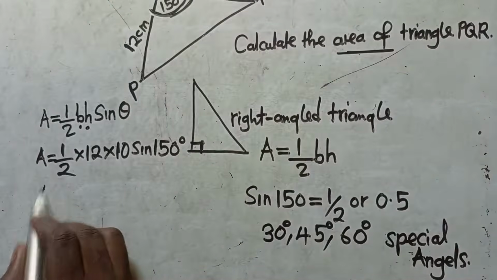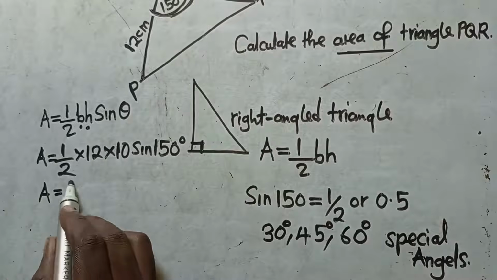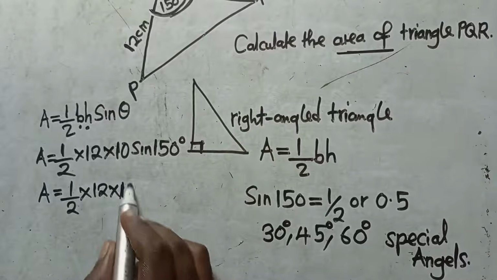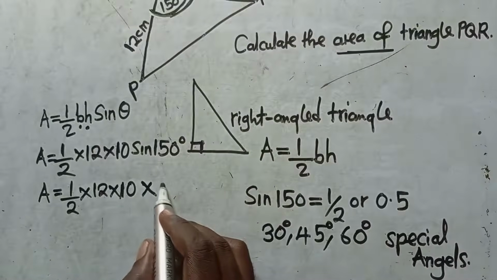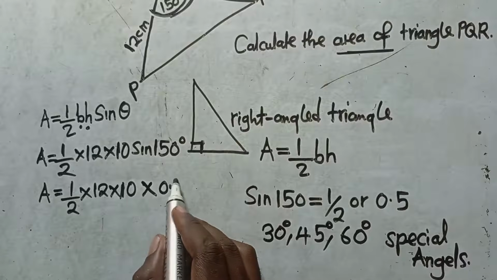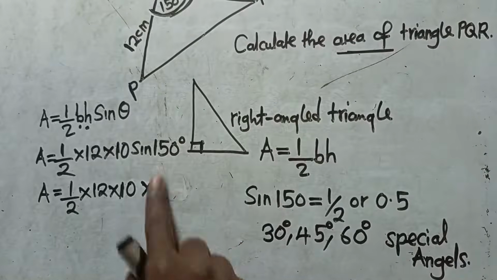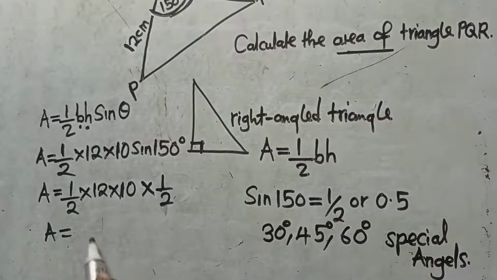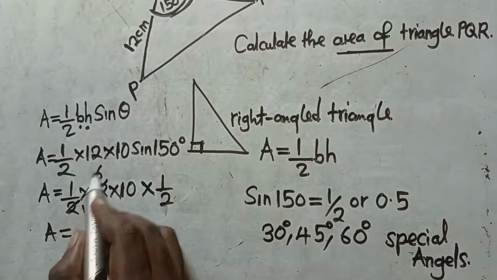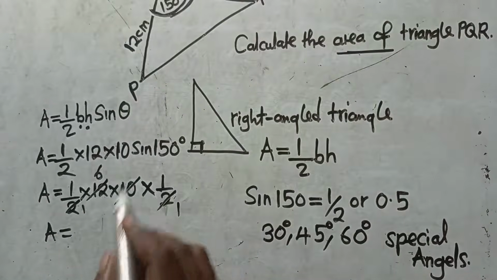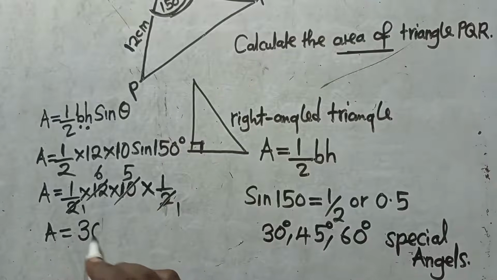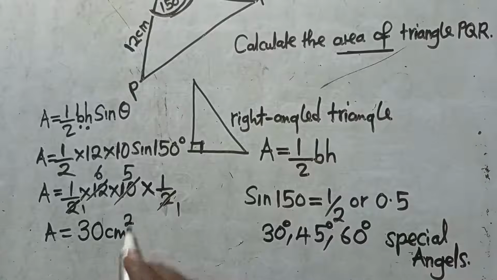We substitute. The area is equal to 1 over 2 times 12 times 10, then times 0.5, or we can put 1 over 2, it is just the same. This is now equal to what? 2 there, 1. 2 there, 6. 2 there, 1. 2 there, 5. So we are left with 5 times 6, that is 30. Then I just say centimeters squared.